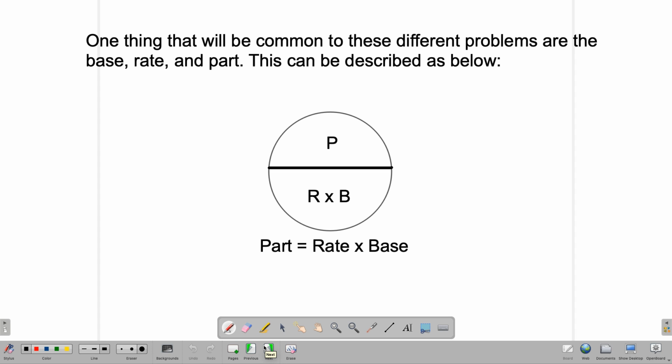Now, one thing that is common to these different problems is the base, rate, and part. This can be described as below. It's an equation. We have a circle that is divided in half. We have P in one part of the circle, and also R times B, which represents rate times base. If you look below, we have an equation: part equals rate times base.